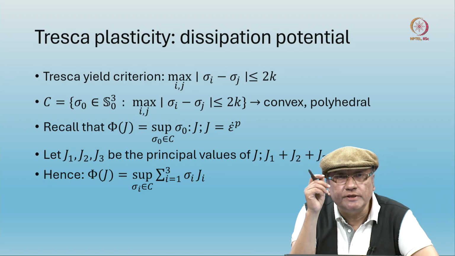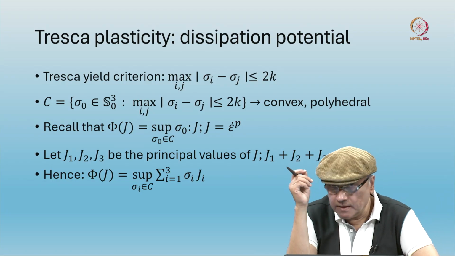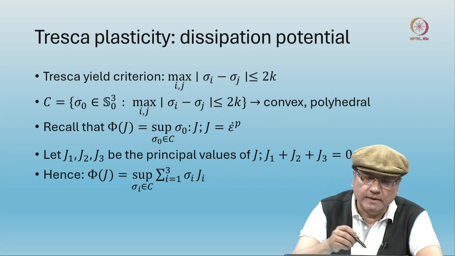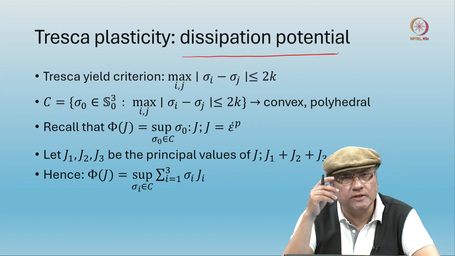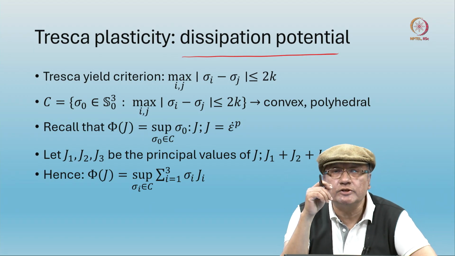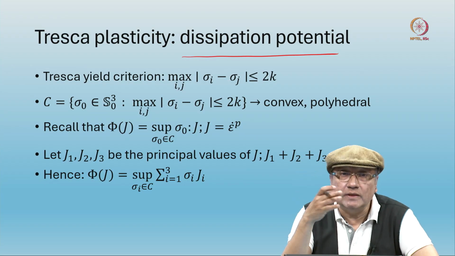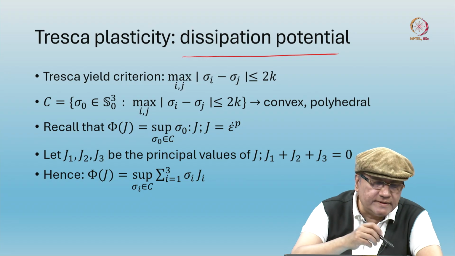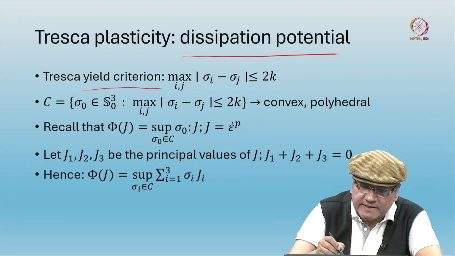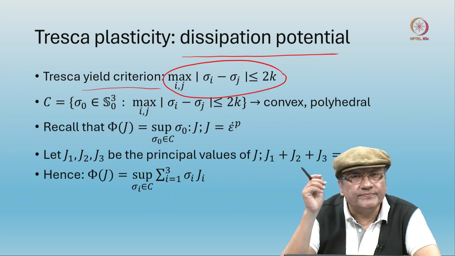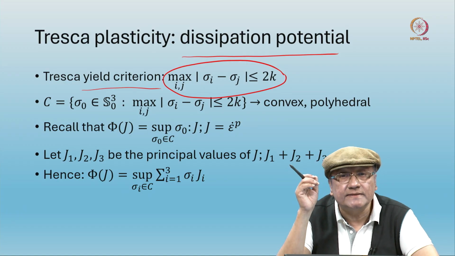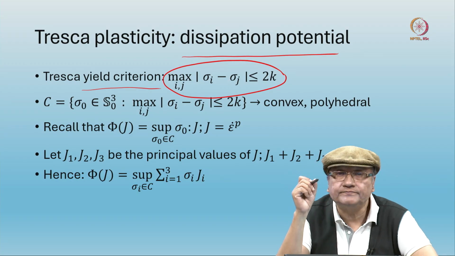Now, let us come to the issue of Tresca plasticity, because Tresca plasticity is a case in which the yield surface is non-smooth. And let us start with the dissipation potential. How do you find the dissipation potential for Tresca plasticity? All that you have to find is basically the support function H_C. Recall that the Tresca yield criterion consists of several segments: max over i, j of modulus of sigma i minus sigma j less than or equal to 2k, where k is the yield shear stress.